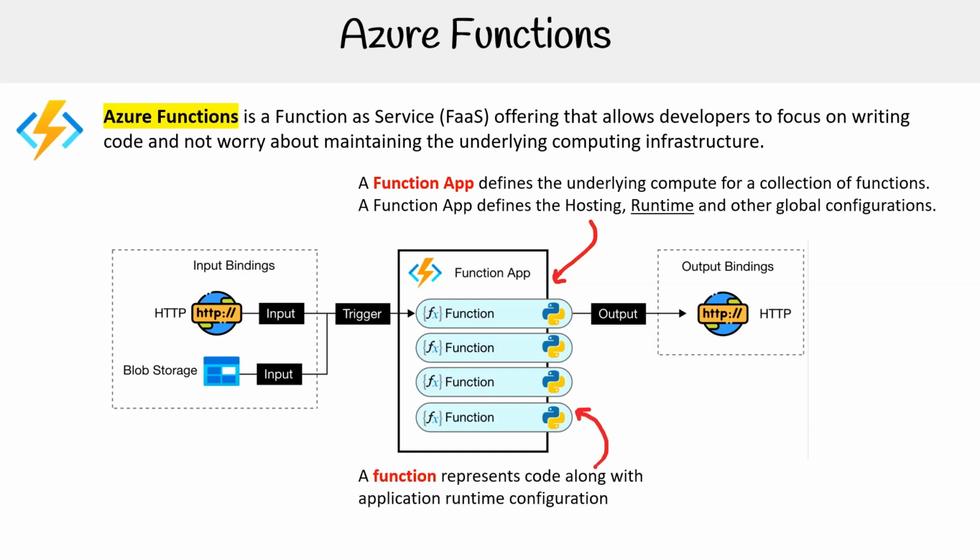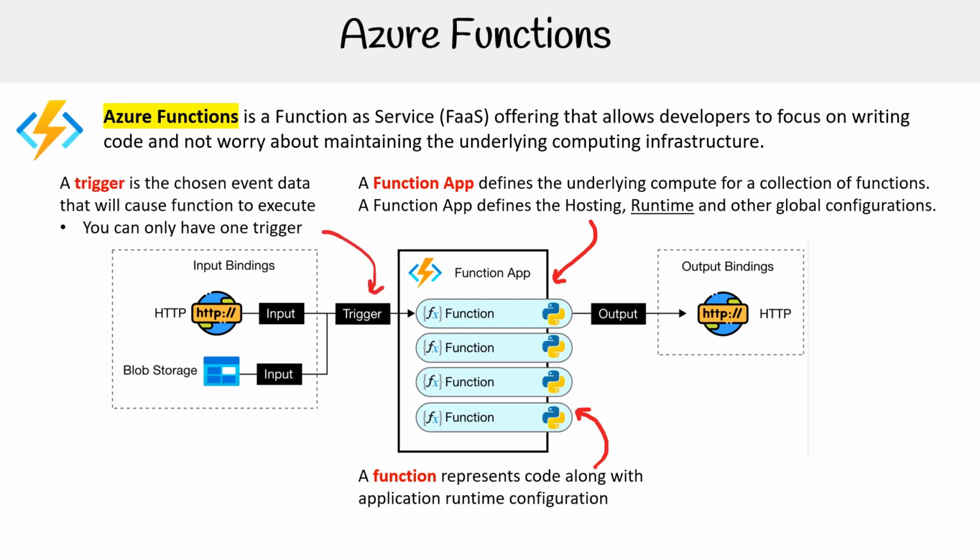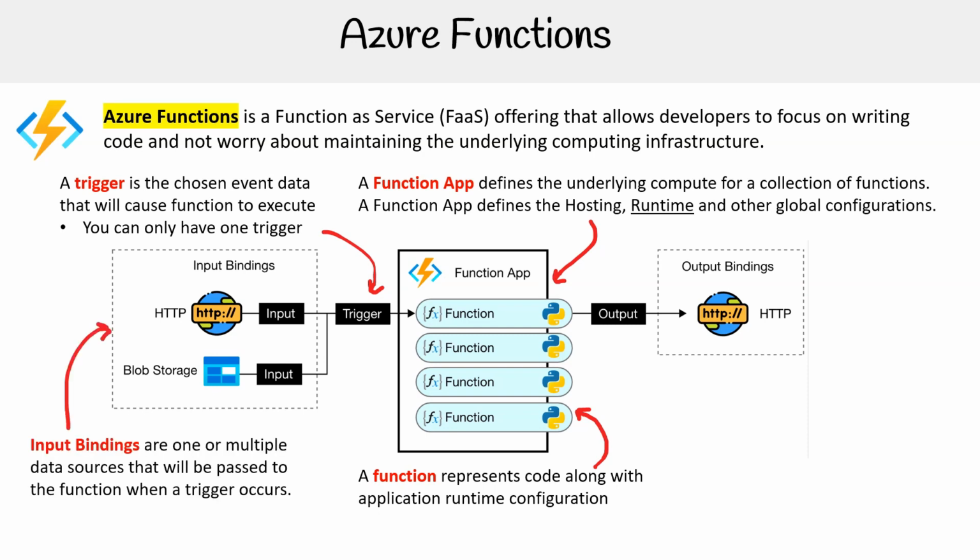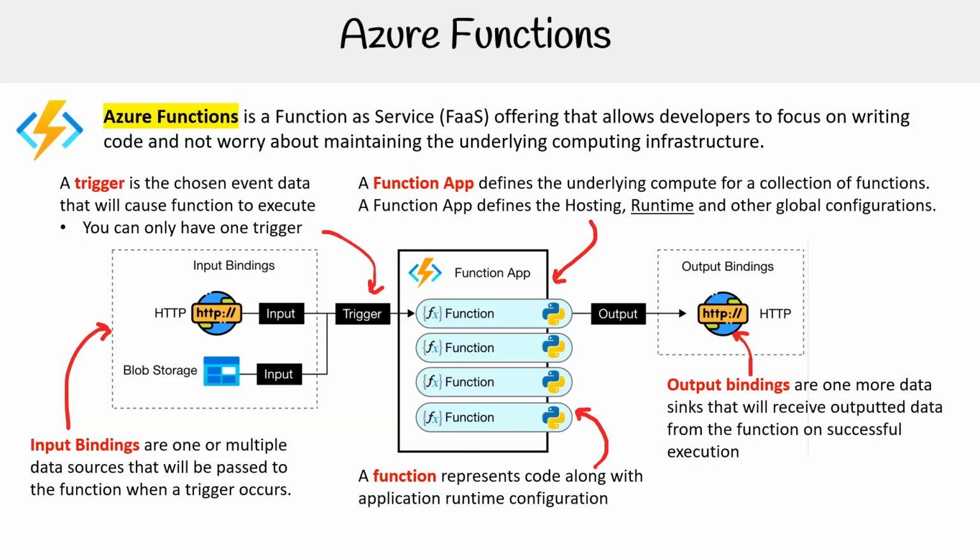A function represents code along with application runtime configuration. A trigger is the chosen event data that will cause a function to execute. You can only have one trigger. Input bindings are one or multiple data sources that will be passed to the function when a trigger occurs. Output bindings are one or more data sinks that will receive outputted data from the function on successful execution.